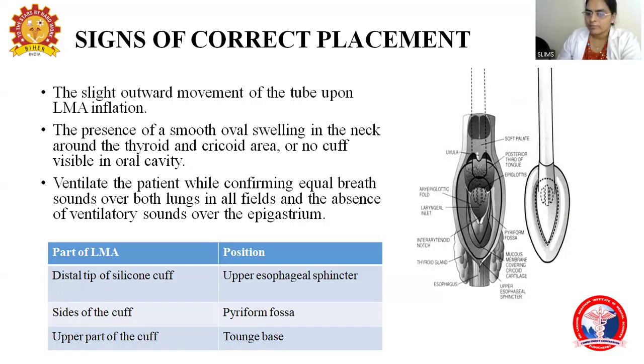The parts of the LMA and their position: the distal tip of the silicone cuff should be at the upper esophageal sphincter, the sides of the cuff should be in the piriform fossa, and the upper part of the cuff should be at the base of the tongue.